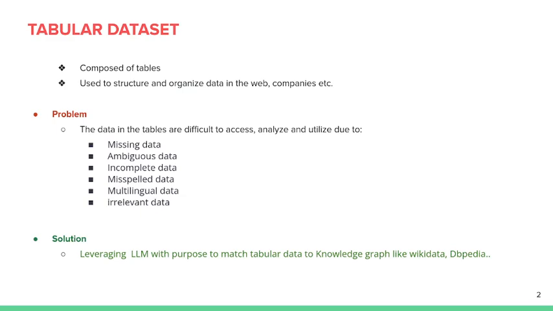Generally, what is a tabular dataset? They are a set composed of tables used to structure and organize the data in the web, companies, and so on. However, despite their importance, these tables are difficult to access, analyze, and utilize due to the missing data that we have in the table, ambiguous data, incomplete data, misspelled data, multilingual data, and irrelevant data.